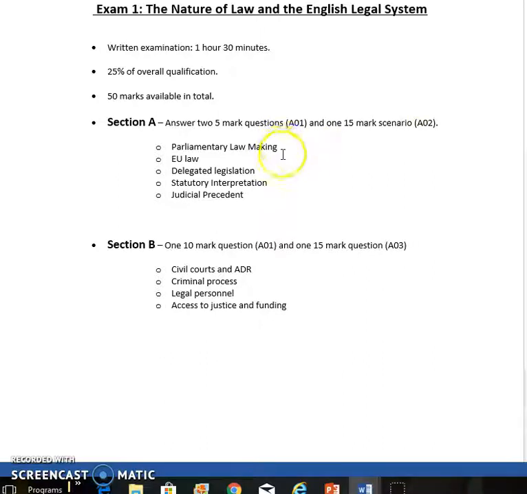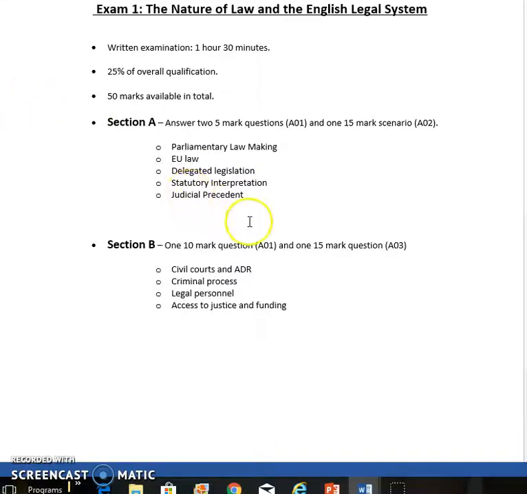The possible topics that could come up on Section A are Parliamentary Law Making, so that's all about how an Act of Parliament is made, EU law, Delegated Legislation, which are your 3 types of delegated legislation, Statutory interpretation, so that's all the rules on how judges interpret and apply Acts of Parliament, and Judicial Precedent, which is all about how judges follow a past case in a decision in front of them today.